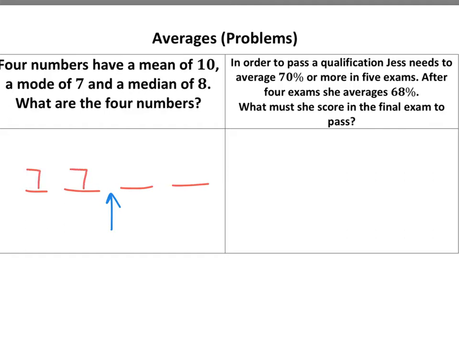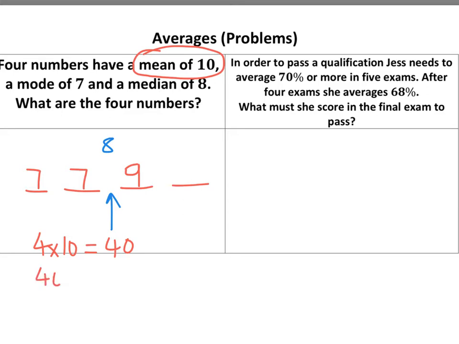Now if that's 7, that has to be 9, because in the middle there's got to be 8 to make sure that the median is 8. Now we know that the four numbers have got to have a mean of 10. So we've got to do 4 times 10, because we work out the mean by adding up the four numbers and dividing by 4. So we know that the total of the four numbers is 40.